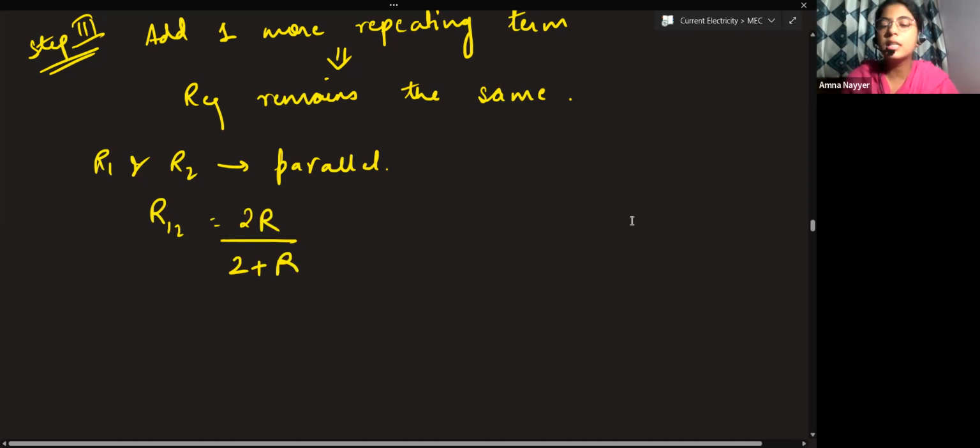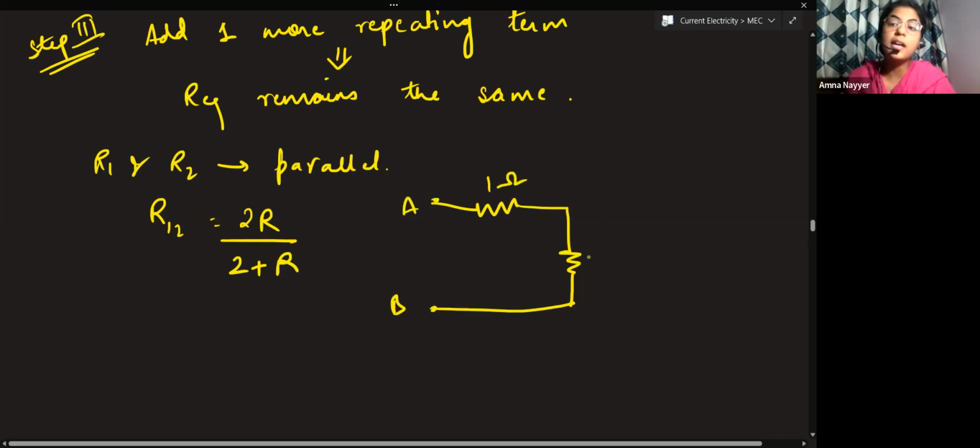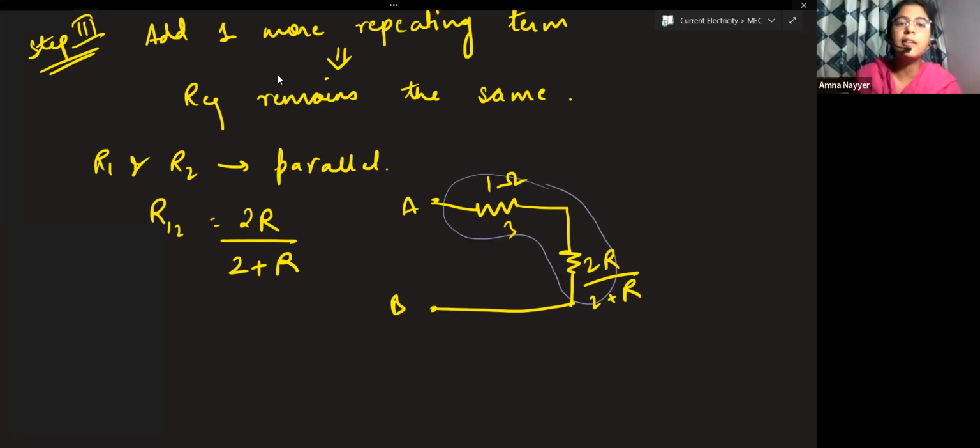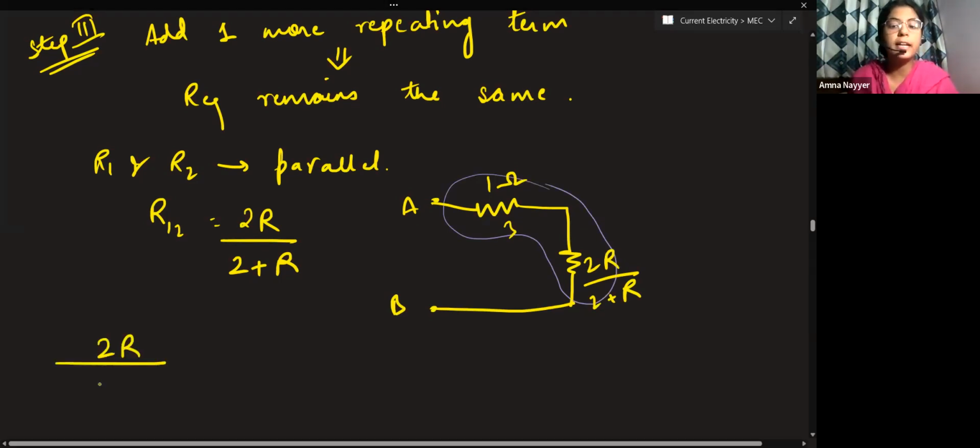Now see how the circuit looks now. 1 ohm is there. Both of them have been reduced to a single term. This is point A, this is point B, this is 1 ohm. Now this is R12, this is 3, this is not R2 now. This is R12, meaning 2R divided by 2 plus capital R. Now tell me how both of these are connected. Series. So in series, I just directly have to add them. It means 2R divided by 2 plus R, plus 1.